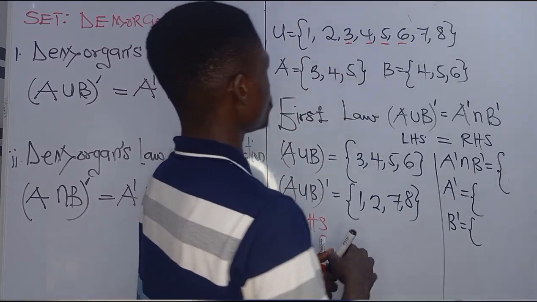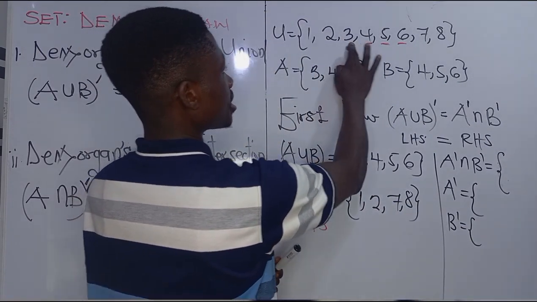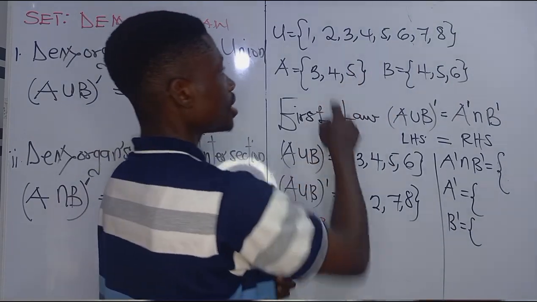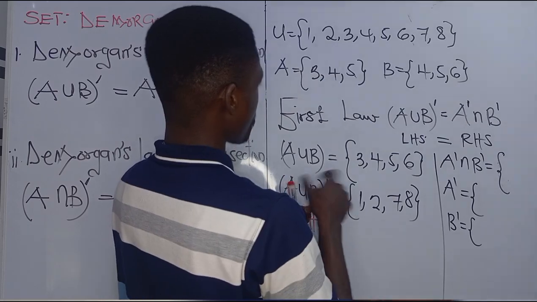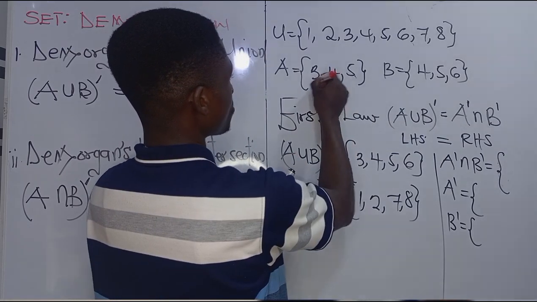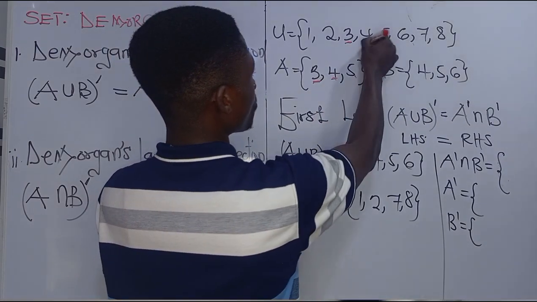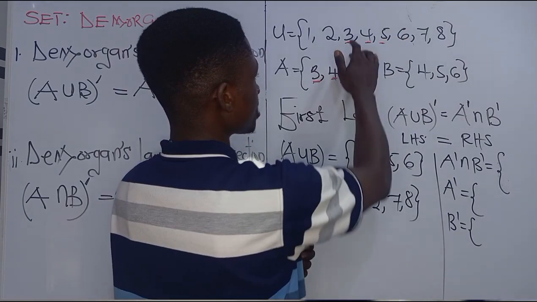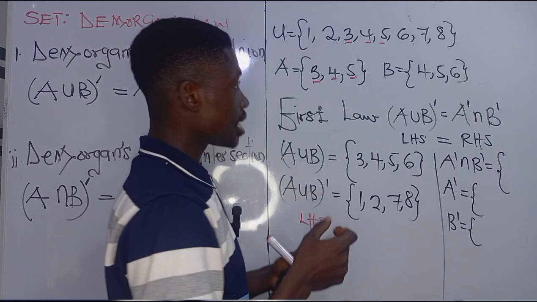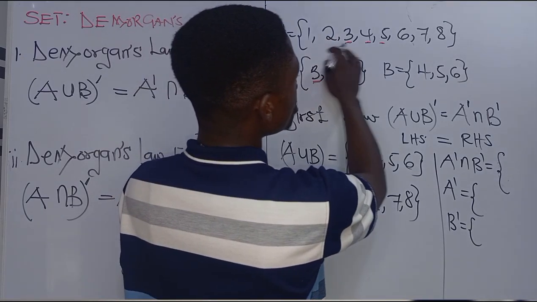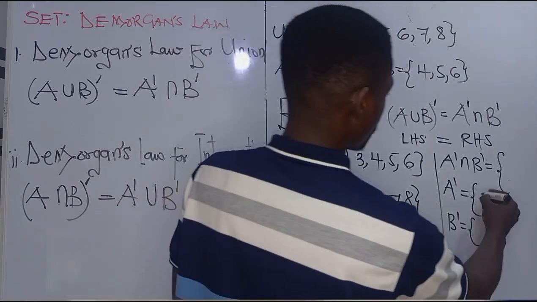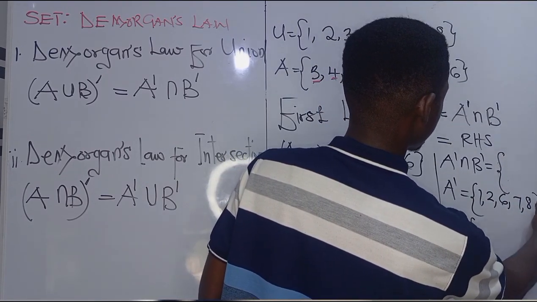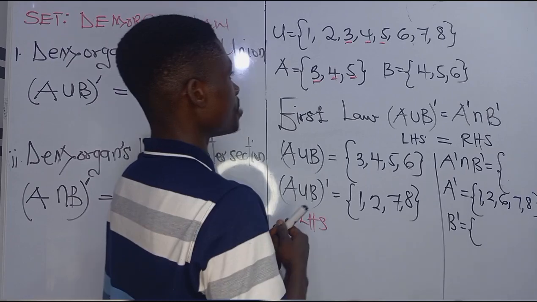So for A complement, we are going to look for those elements that are in the universal set but not in set A. So we have 3, 3, 4, 4, 5, 5. Those elements that remain in the universal set become the complement of A. So we have 1, 2, 6, 7, and then 8.